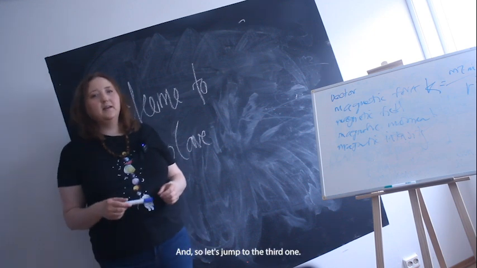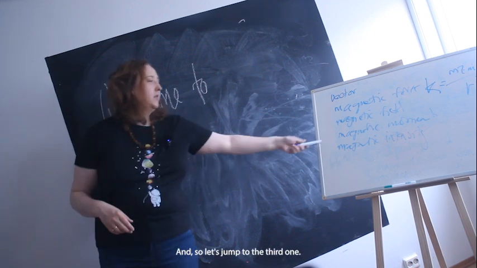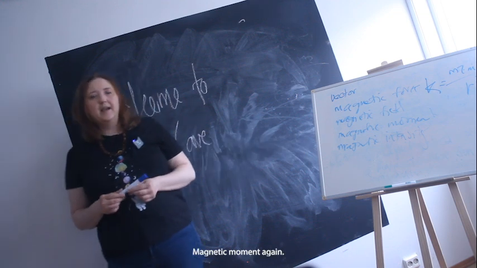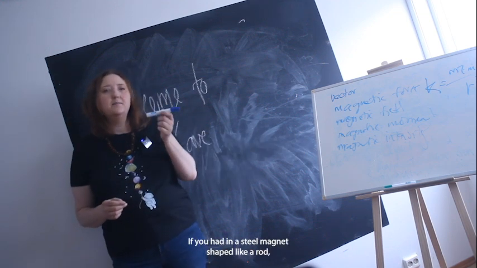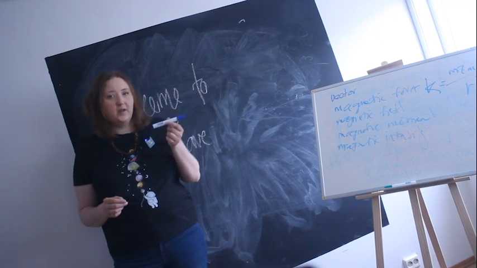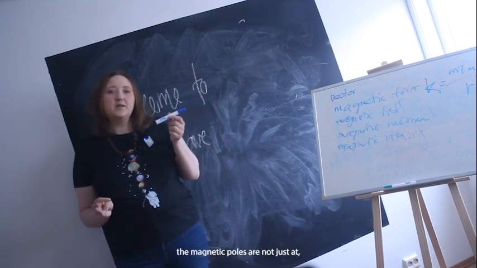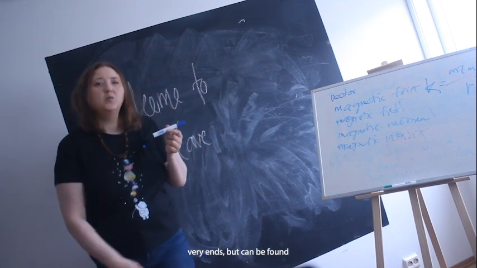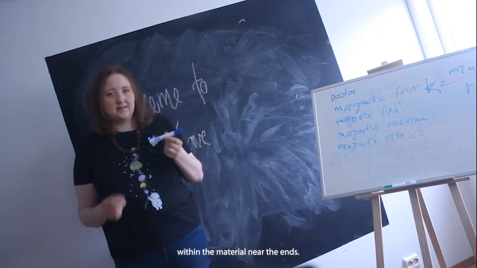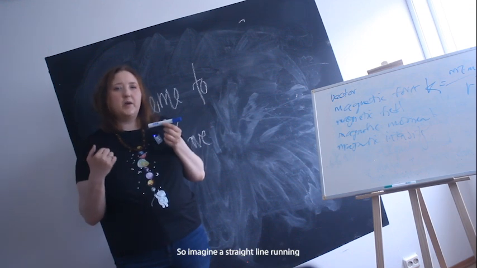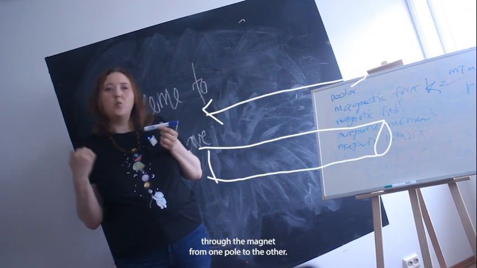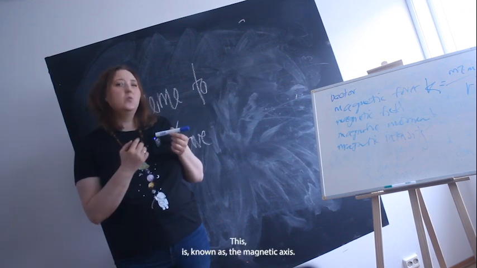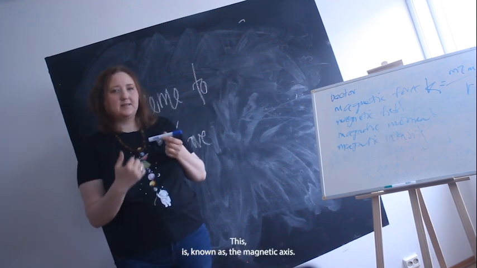Yeah, and so let's jump to the third one. Magnetic moment. Again, if you have a steel magnet shaped like a rod, the magnetic poles are not just at the very ends, but can be found within the material near the ends. So imagine a straight line running through the magnet from one pole to the other. This is known as the magnetic axis.